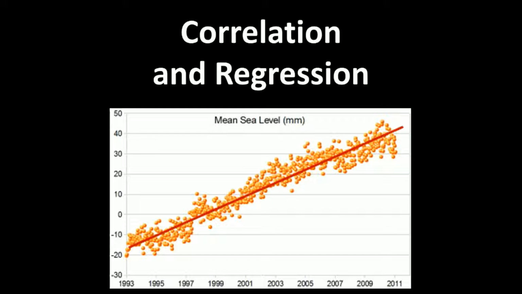And then the regression part of it is, can we find a mathematical function to represent the pattern that we're seeing? So in this case, it's a straight line. Can we find the equation for that line? So one of them is saying, is there a pattern? And the other is saying, what's the mathematical representation of that pattern?